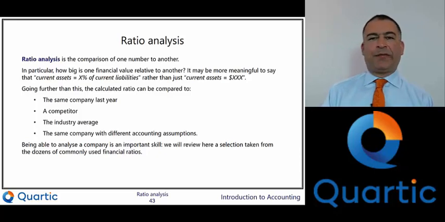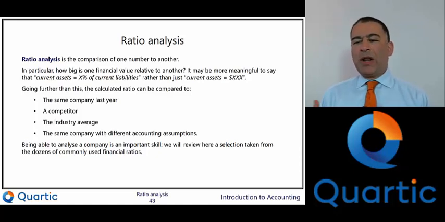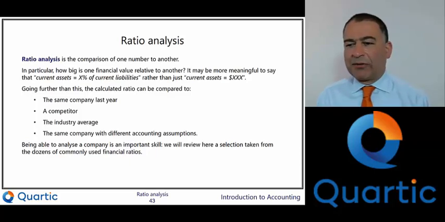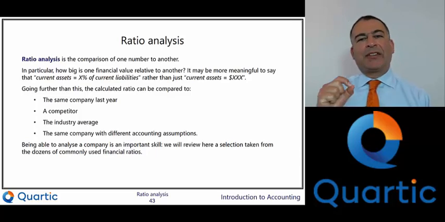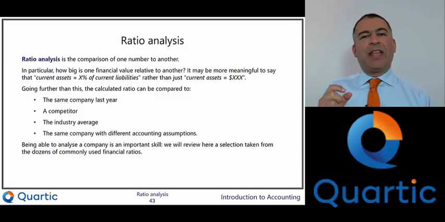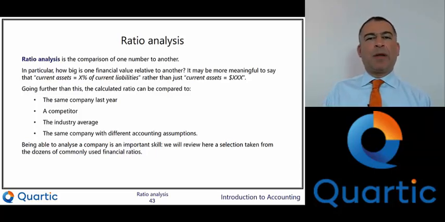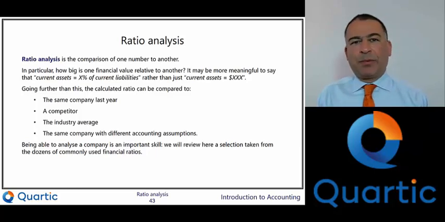Let's begin with just defining what a ratio is. It's one number divided by another number. So if I say current assets is so many pounds or dollars or euros, it's less useful than saying it's a certain proportion of another number on the balance sheet. So if I say here is a ratio that we've calculated, it's giving us a certain amount of information about how a company's performed.